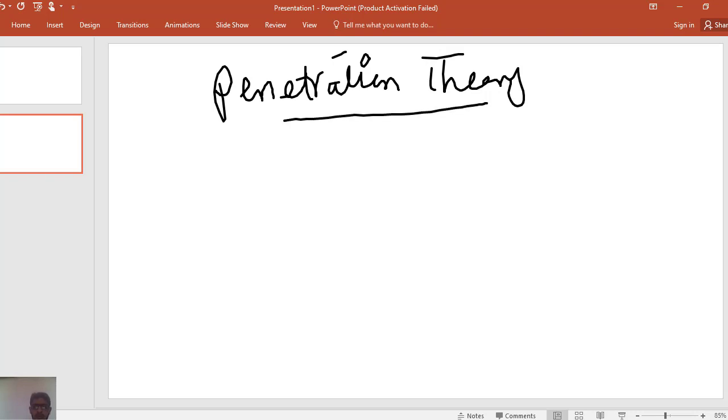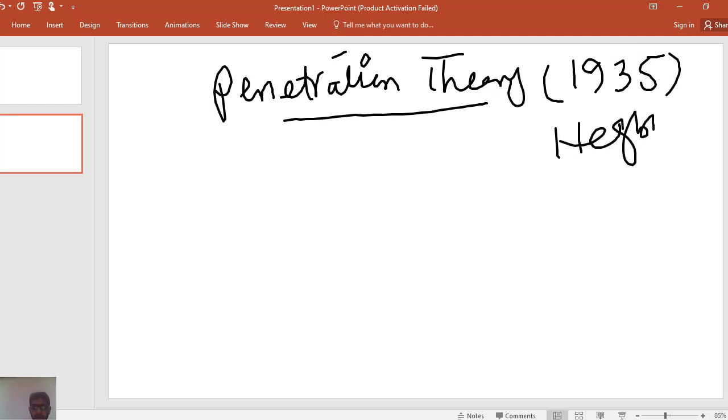The penetration theory was proposed by Higbie in 1935. This theory is about the transport of material from one phase to another phase. It can be from gas to liquid, like absorption. It can be from one liquid to another liquid, like liquid-liquid extraction. It can be from liquid to gas or from gas to liquid.